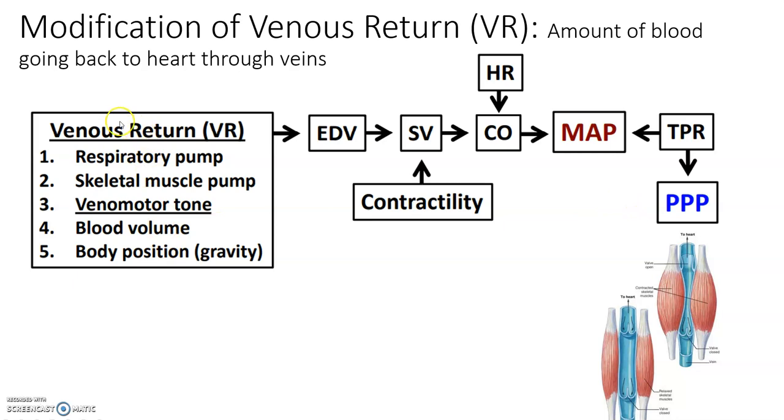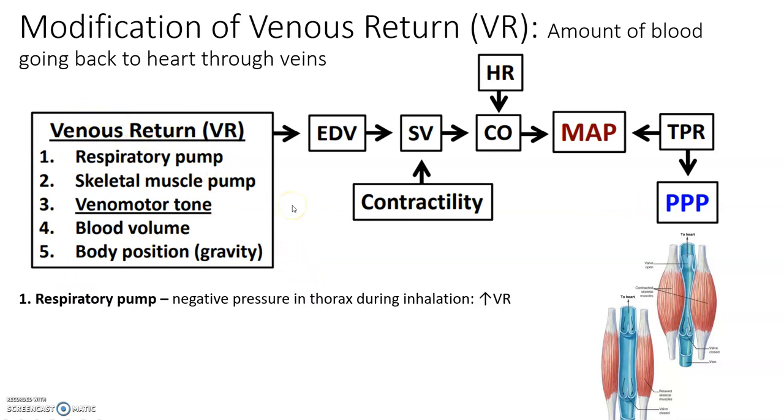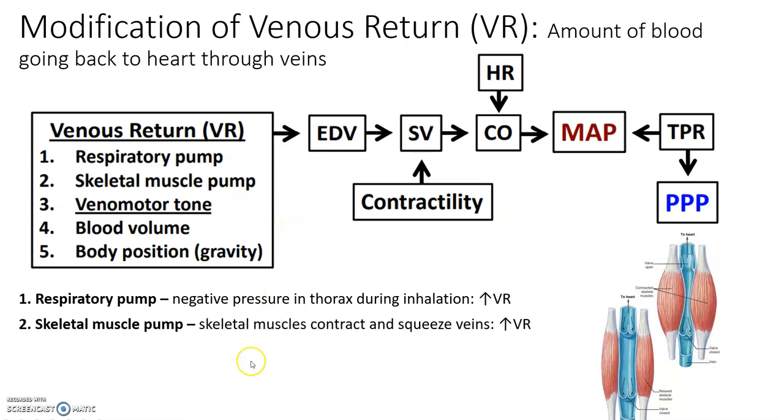So the 5 ways that venous return can be affected include the respiratory pump. Basically, this is what happens when negative pressure is created in the thorax during inhalation. So if you inhale, it creates a negative pressure inside the thoracic cavity, which pulls blood towards the heart and increases venous return. Next, we have something called a skeletal muscle pump.